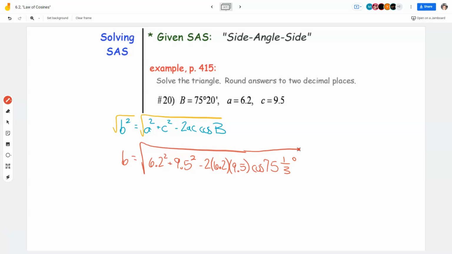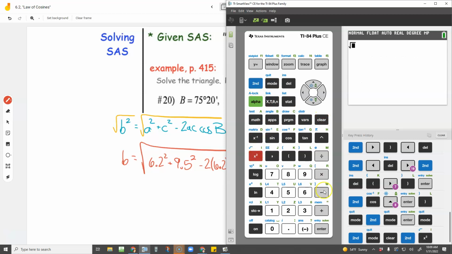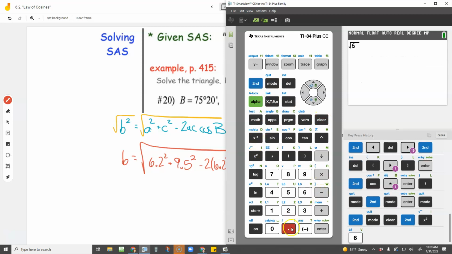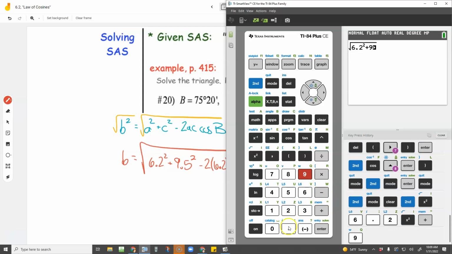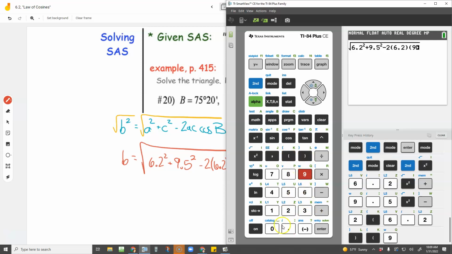Why is the square root there? Because I'm being efficient, and I'm just going to go straight for B. So I'm going to throw in that second square root, and my 6.2 squared. P.S. My calculator knows PEMDAS. It's going to do the squared when it's supposed to. It doesn't need parentheses, there's no distribution or anything crazy happening. Plus 9.5 squared minus 2 times 6.2 times 9.5.